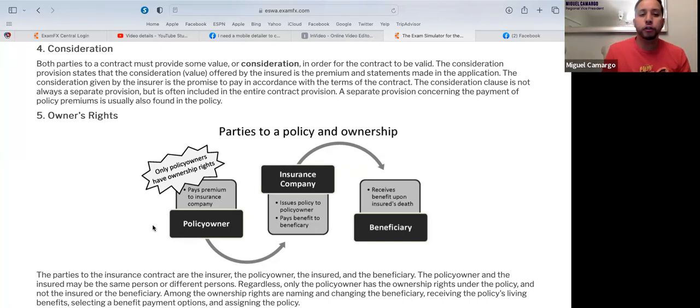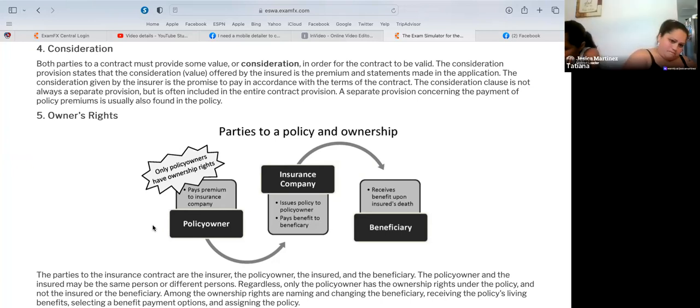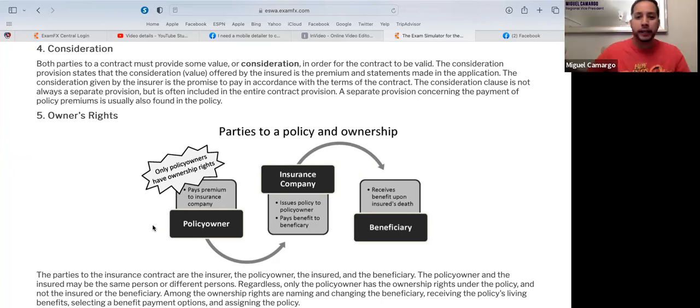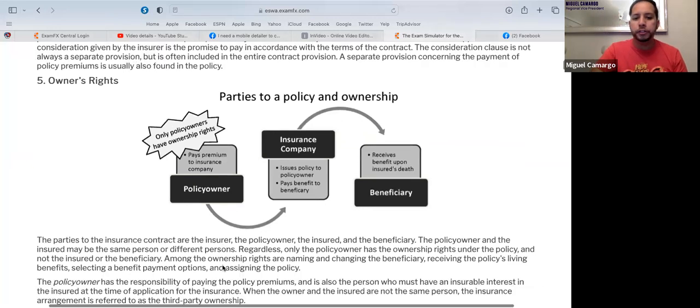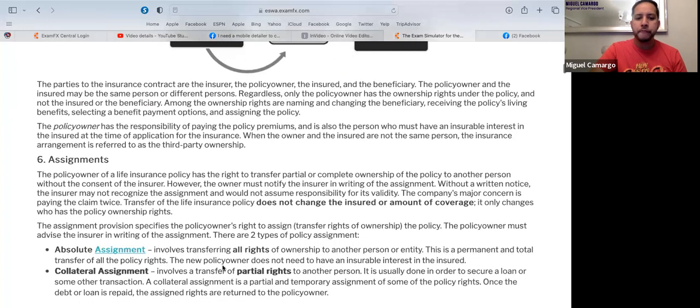Well, the policy owner, the ownership rights, they have the rights to change the beneficiaries. They can change the coverage amount. They can change the premium amount. They can say, hey, listen, I don't want the policy. I want to cancel it. They have the right to do anything. And remember, the owner doesn't have to always be the insured. And we're going to go into some of those details, which is right here.